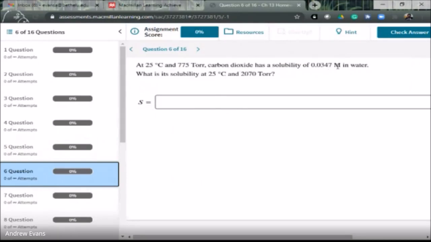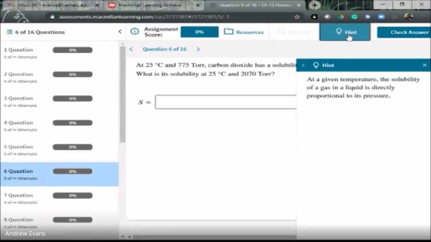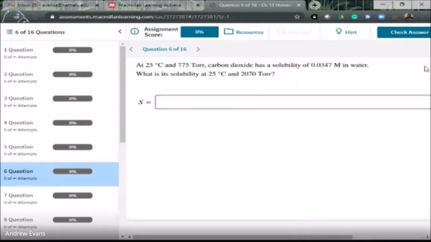So if the pressure changes from 775 to 2070, what would it be now? You're simply looking at, you find the constant between the two, and then you multiply the constant by the new pressure. So for example, if the pressure had tripled, the concentration would have tripled.